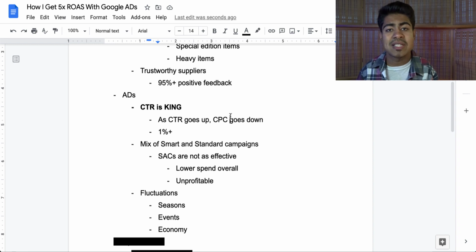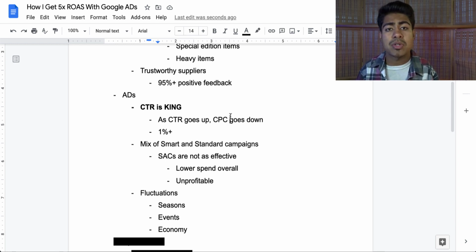If your overall CTR for the entire campaign is at or below 1%, you want to really be optimizing the campaign. Again, watch my videos on that, but make sure your products have high CTRs, make sure you're getting rid of the bad products, unprofitable products, etc., and try to aim at getting that number close to 1%. But along with CTR, make sure you're using a mix of smart and standard shopping campaigns. That is exactly what I do here with this ad account.